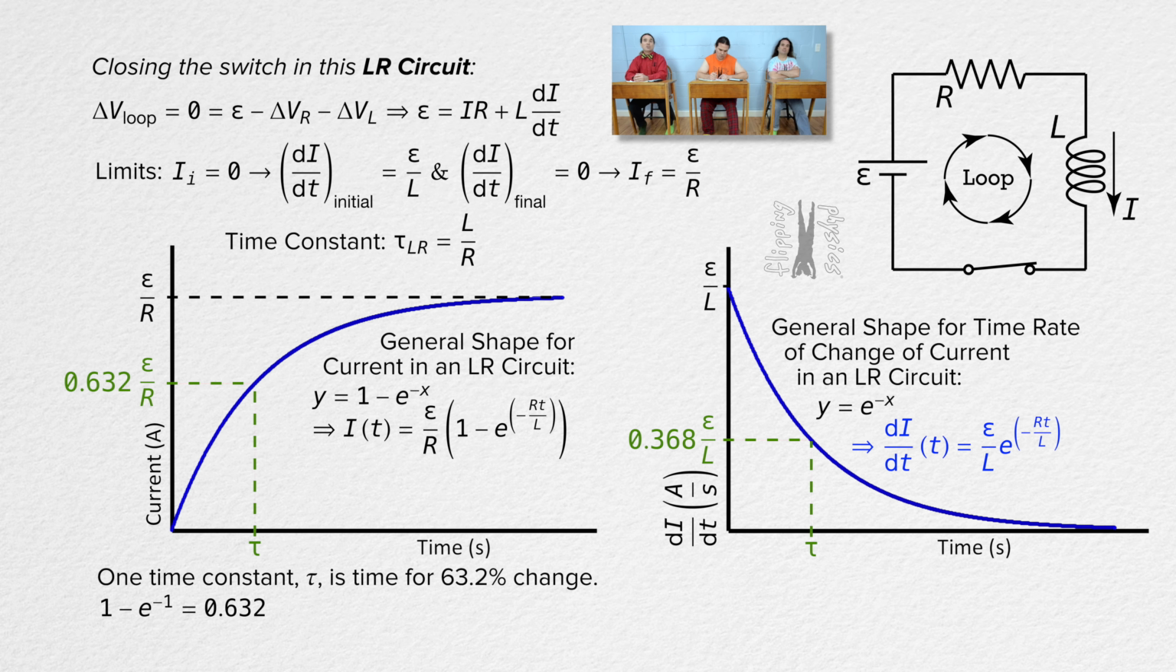So for an inductor resistor circuit with 0 initial current, I found the limits, showed the general shapes, identified the time constant which I have memorized. I do not need to discuss the fact that one time constant represents the time for a 63.2% change because that would be redundantly redundant because Bobby already talked about that.